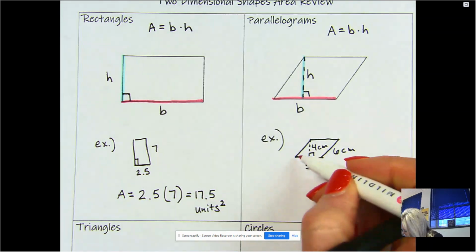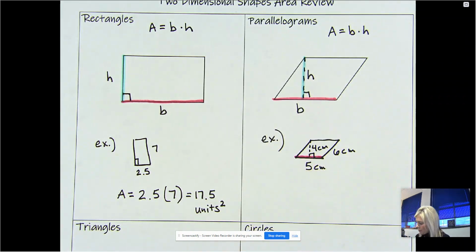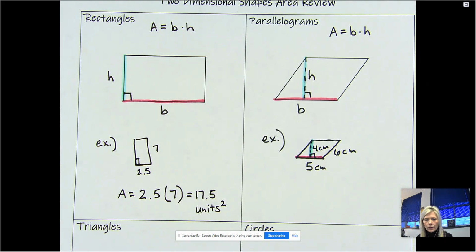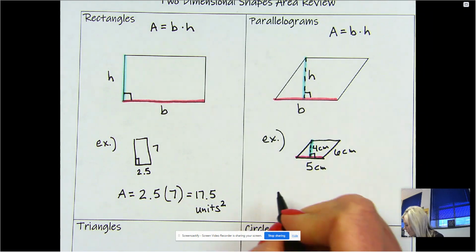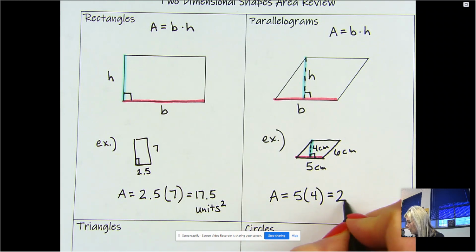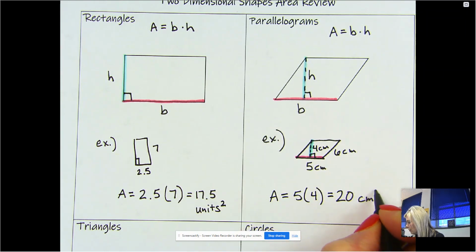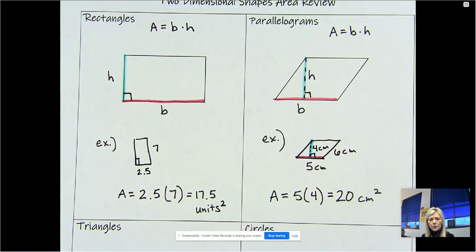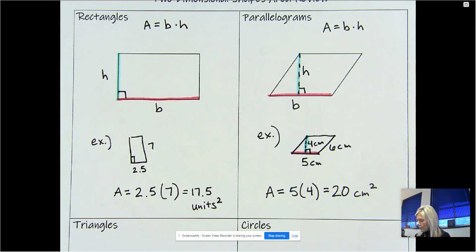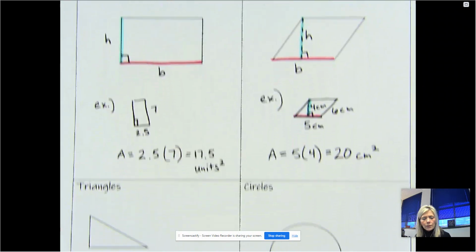All right. So again, the 5 is the base and the 4 is the height of that parallelogram. And so the area is equal to 5 times 4, which is 20. And then these are square centimeters since I gave them each a unit. All right, so rectangles and parallelograms, they have the same formula for area. All right, moving on to triangles.